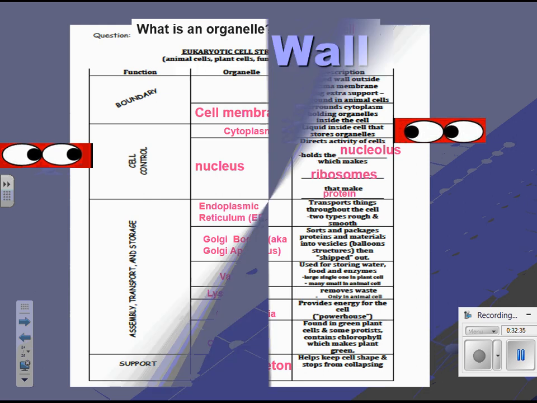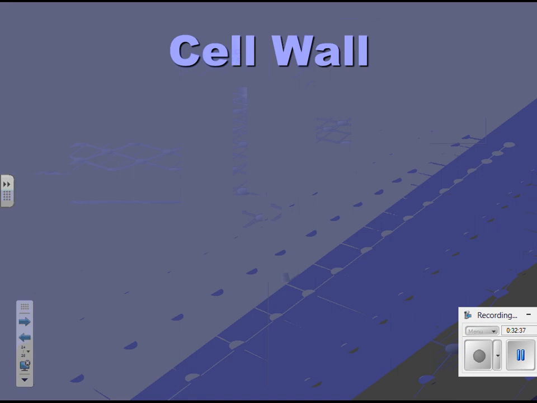And then lastly, the cell wall. The cell wall for our city would be like a gate. Not every city has a gate around it, so not every cell has a cell wall. The gate is the protector of the cell. It keeps the structure of it and it protects that cell.